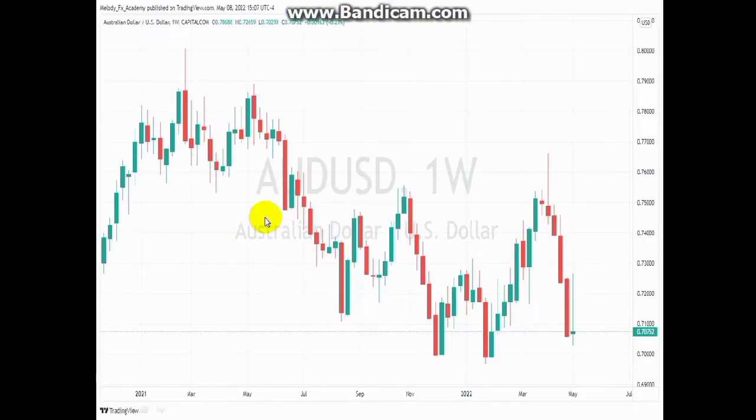Now remember, we always start our analysis from the weekly time frame. I start mine from the weekly time frame; you can start yours from the daily, it doesn't really matter, I just like the weekly. So this is the price action, and this is the weekend, and this is where we are right now in price action.